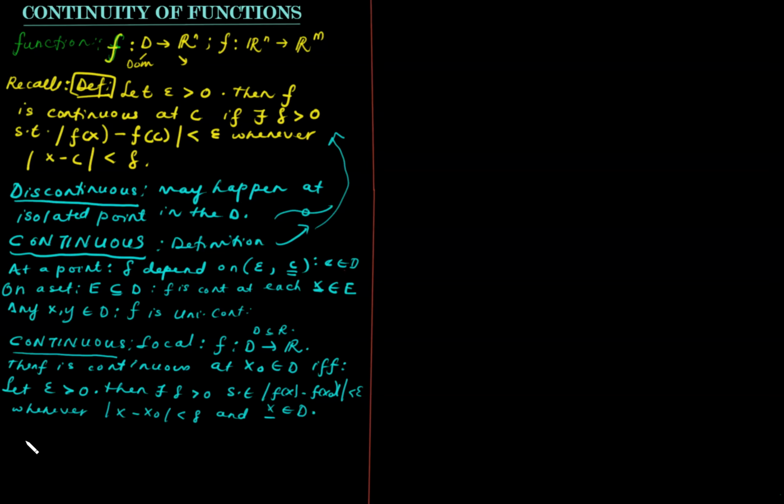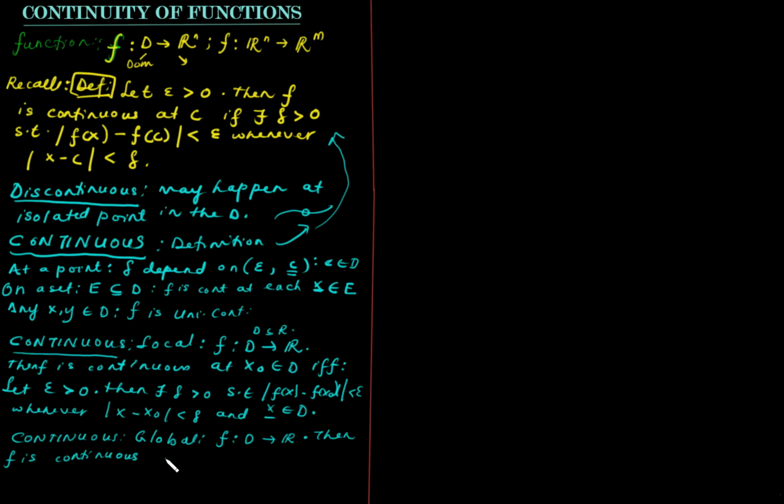It must be in your domain. What happens if I want to say it's continuous, but this time I'm going to call it local or global? Earlier it's local. So in this case, again, we're going to let f go from D to R. So here we're going to say then f is continuous. So just see the difference.